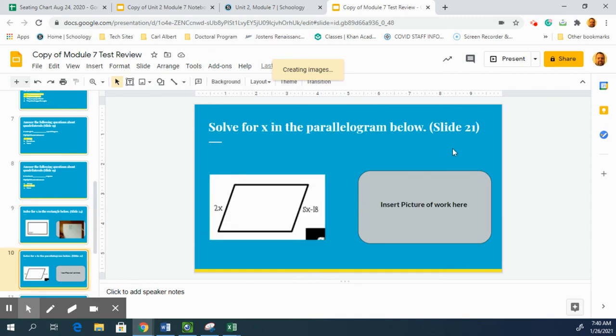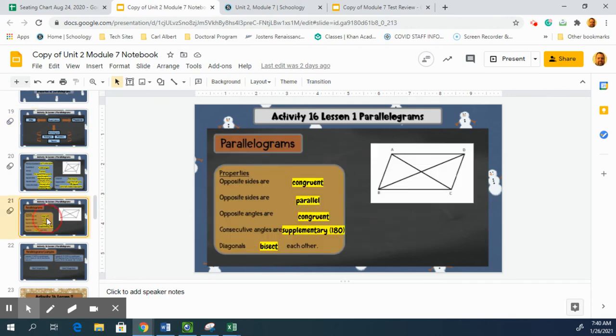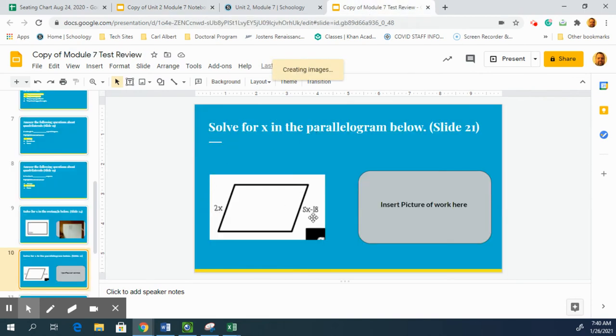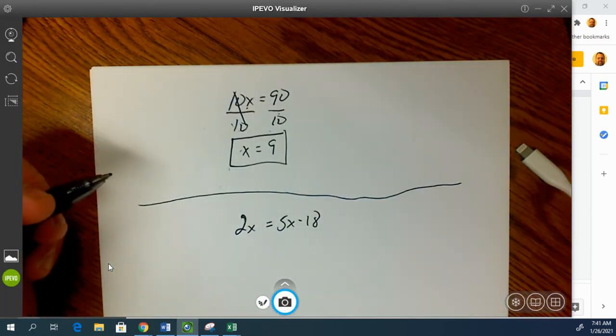Solve for x in the parallelogram below. Well, slide 21. This helps me because it says opposite sides are parallel. Okay, well, that doesn't help me set up an equation. It also says opposite sides are congruent. So these sides are opposite one another. They are the same. So to set up my equation, I'm going to say 2x equals 5x minus 18.